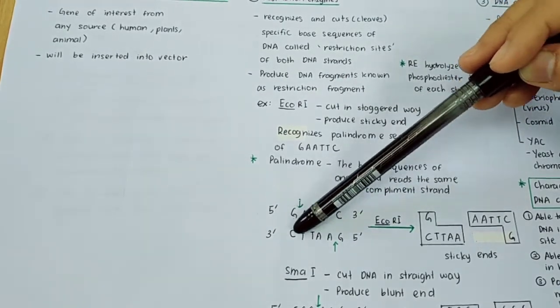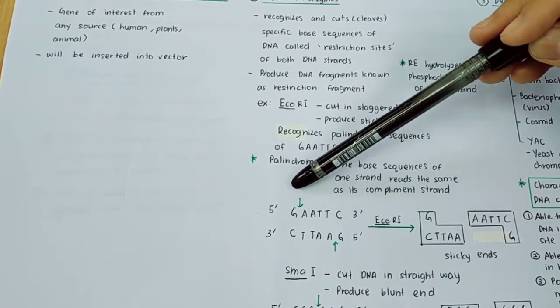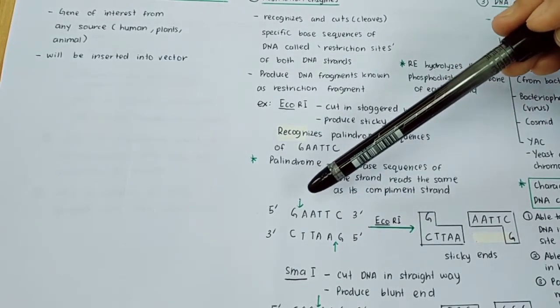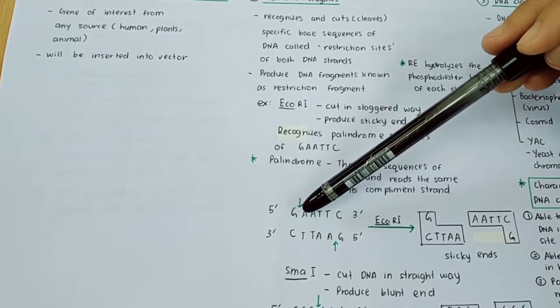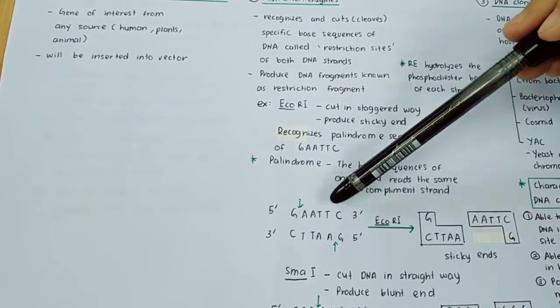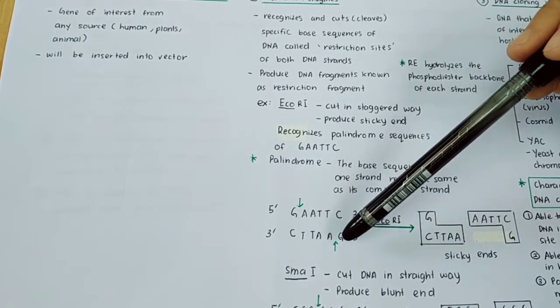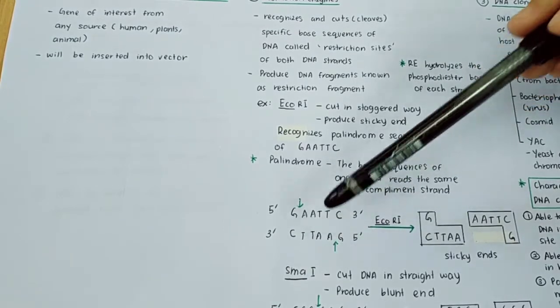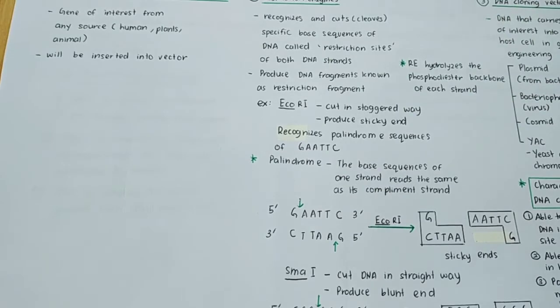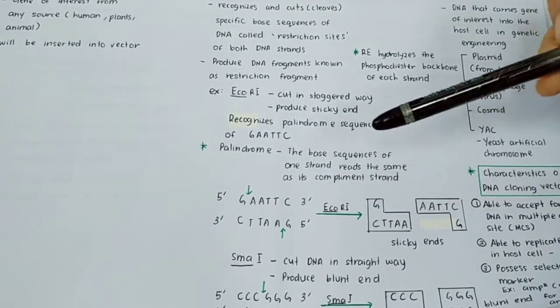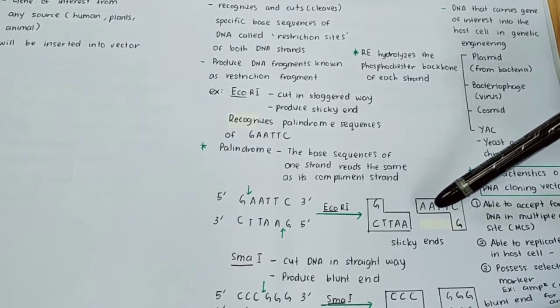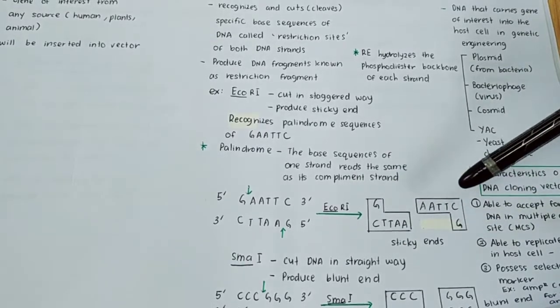So bila dia dah recognize this palindromic sequence, so it will cut at the specific site. So kalau untuk EcoR1, it will cut in between bases G and also A. Ni untuk strand yang pertama. Untuk strand yang kedua pun dia akan cut in between bases G and also A. So once the specific base sequence is already cut by EcoR1, so it will produce the fragment like this. So yang ni yang kita panggil sebagai restriction fragment.